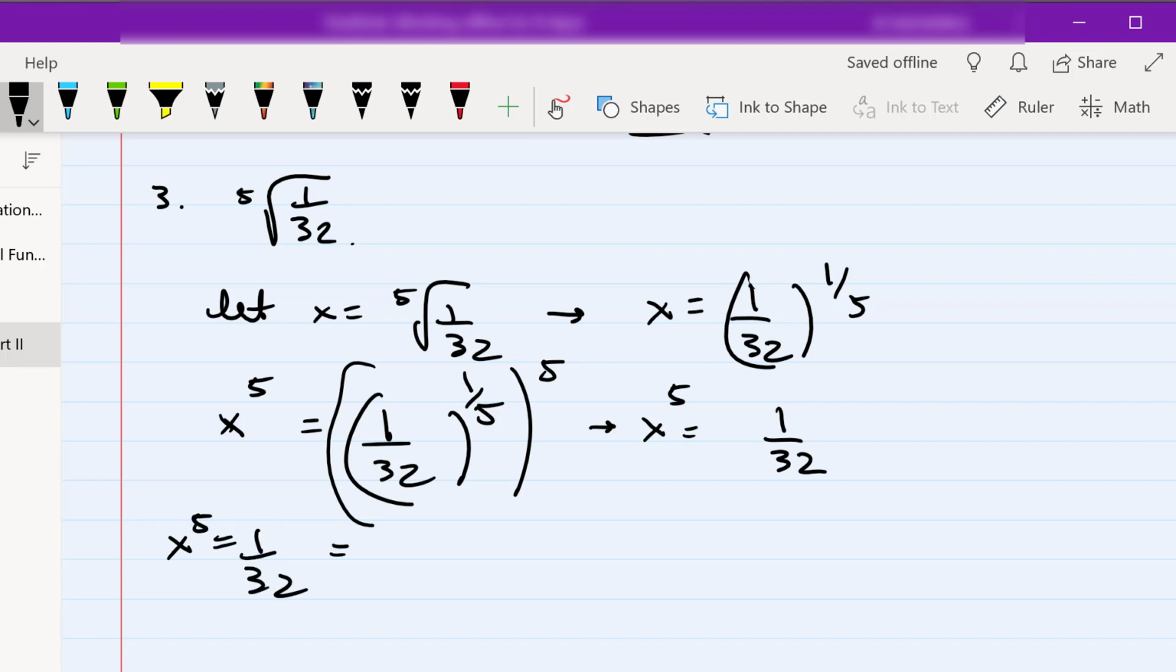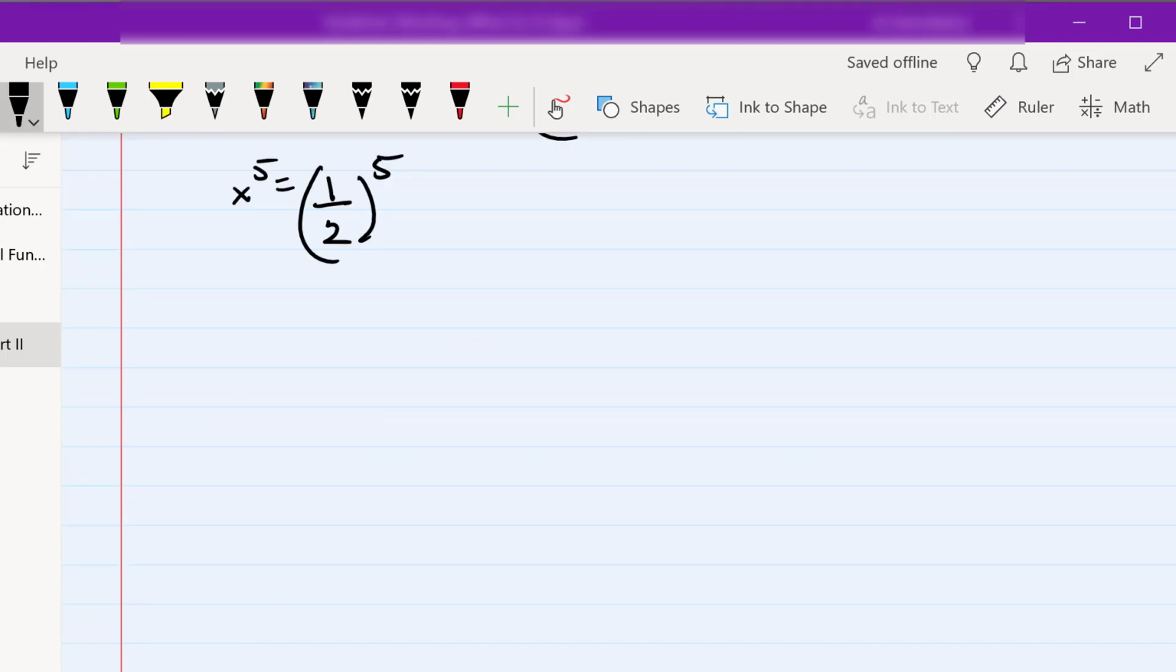However, if we're good with multiplication and we know our powers of 2, we can quickly identify that 32 is just 2 to the fifth, so 1 over 32 is 1 over 2 to the fifth. As such, this would imply that x is just 1/2. If x raised to the fifth power equals 1/2 raised to the fifth power, this is the same as saying 1/2 multiplied 5 times.